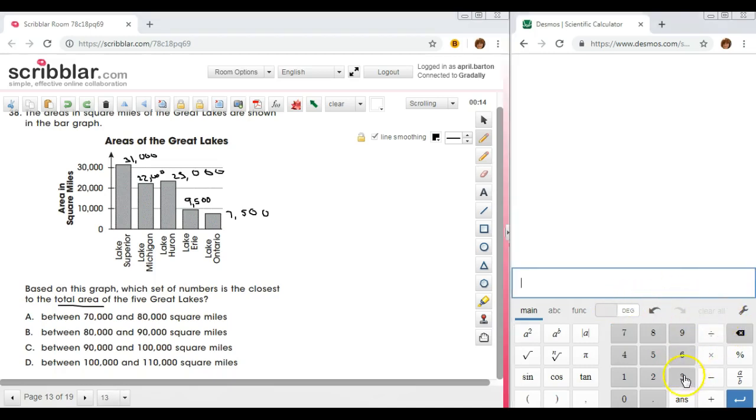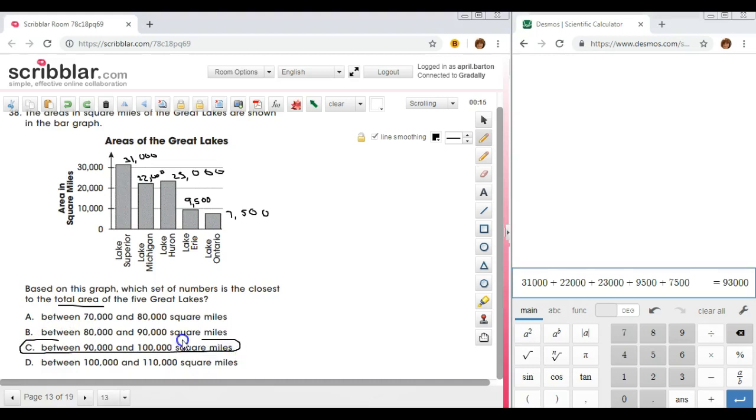I'm going to clear out my calculator and go 31,000 plus 22,000. 2 bar, 1 extra 0, plus 23,000, 1, 2, 3 zeros, plus 9,500, plus 7,500, 93,000. So we're somewhere between 90,000 and 100,000 square miles.